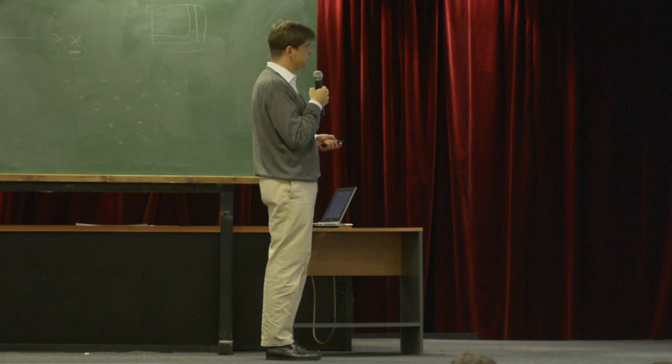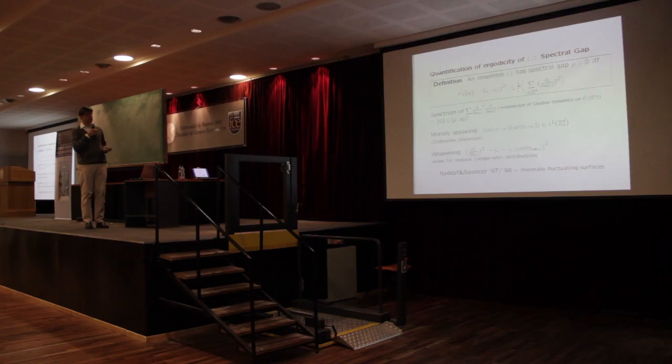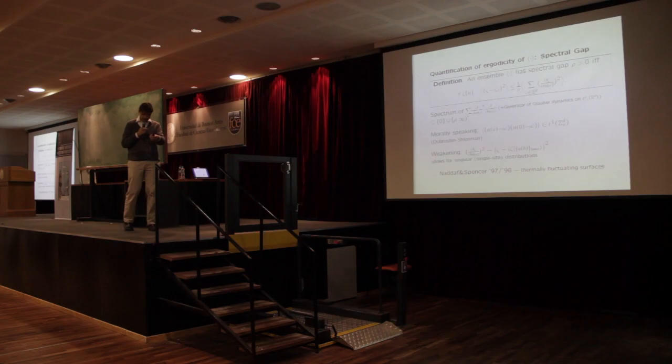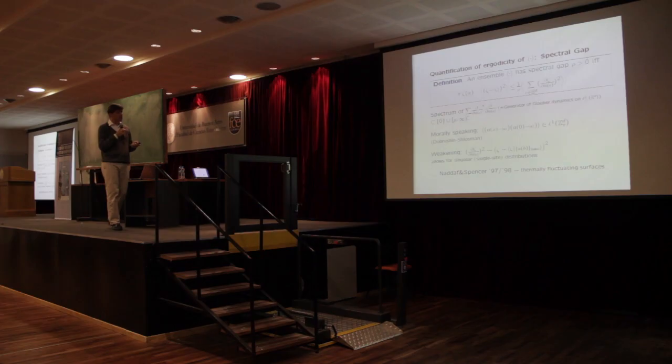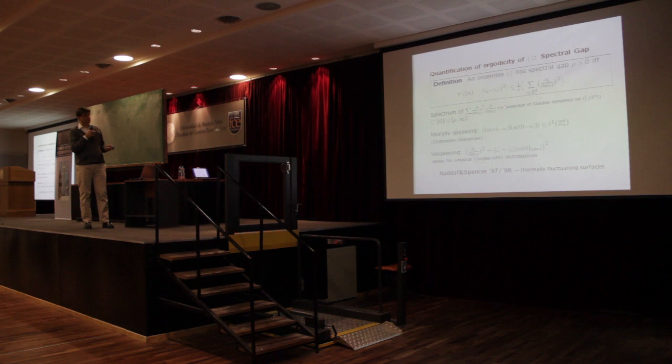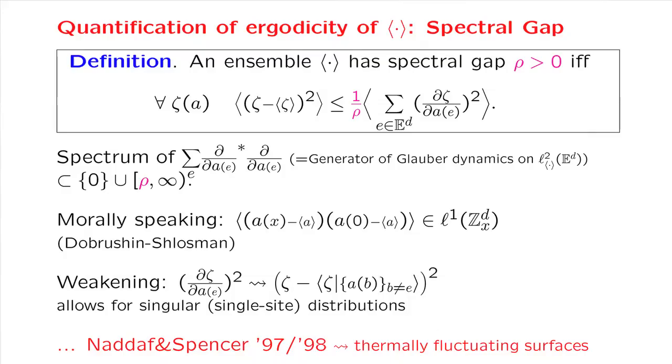on this ensemble of coefficient fields, meaning that you have, as an analyst I would say, this type of Poincaré inequality. So for any random variable, you can estimate the variance by the expected value of the square gradient, and the square gradient is really asking how sensitively this random variable depends on the conductivities at different edges. And it's called a spectral gap because it's related to the spectrum of the generator of the Glauber dynamics on the space of coefficient fields.